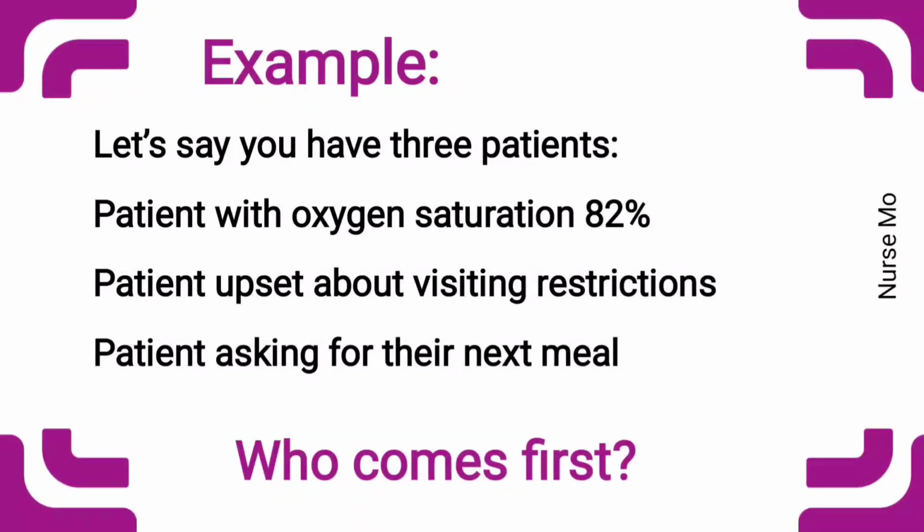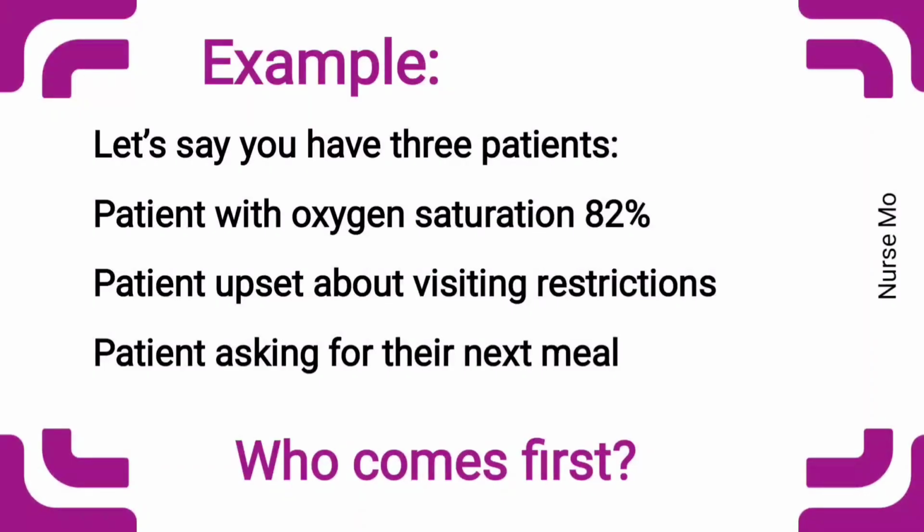For example, you have 3 patients: a patient with oxygen saturation of 82%, a patient who is upset about visiting restrictions, a patient asking for their next meal. Who do you think should come first? Of course, it's the patient with low oxygen, because physiological needs always take priority.